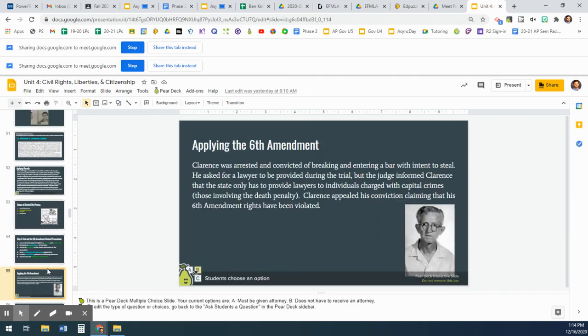All right, so understanding the Sixth Amendment, here's another scenario. A man named Clarence was arrested and convicted of breaking and entering into a bar with the intent to steal. He asked for a lawyer to be provided during the trial, but the judge informed Clarence that the state only has to provide lawyers to individuals charged with capital crimes, those involving the death penalty. Clarence appealed his conviction, claiming that his Sixth Amendment rights had been violated.